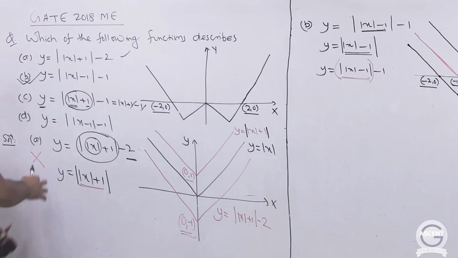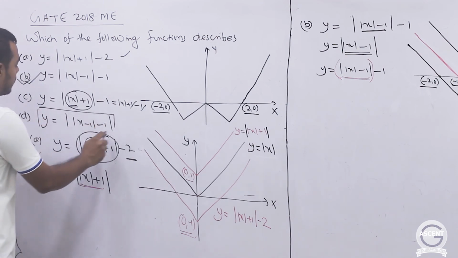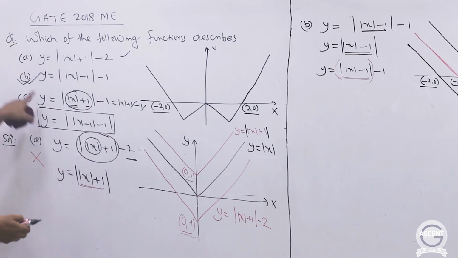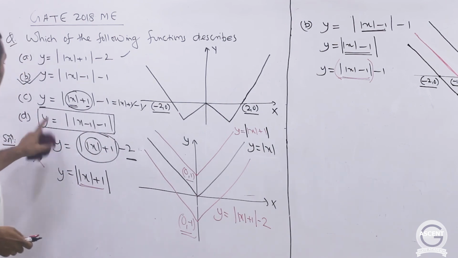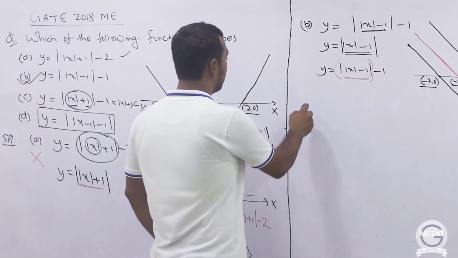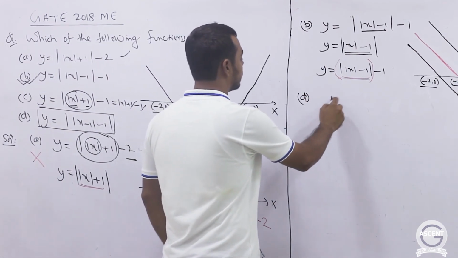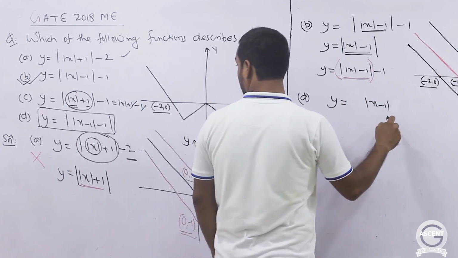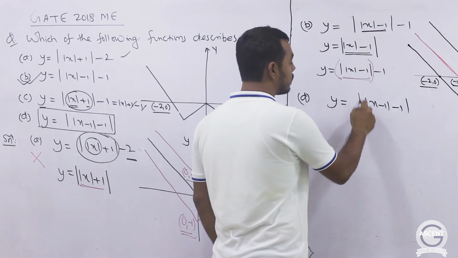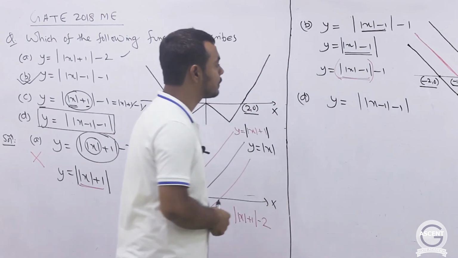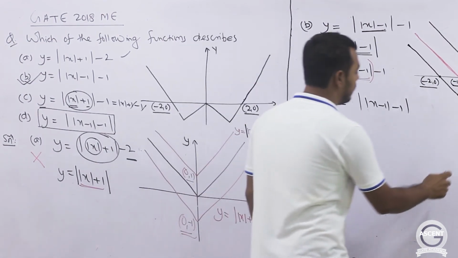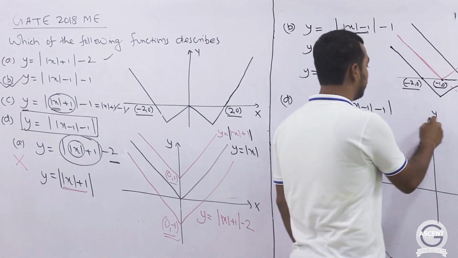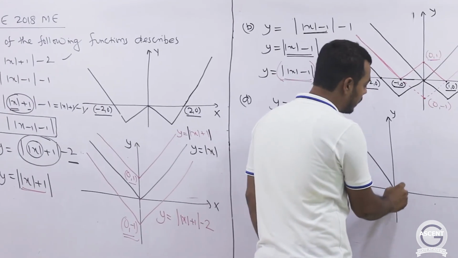We are going to see the graph of this function also. How to draw the graph of this function? We have obtained our answer, the correct answer is option B. But we are going to see what will be the nature of graph of this function. Y equals to mod x minus 1, modulus of this whole function. So now again we are going to start with the basics here. These are our coordinate axes. First we need to draw the graph of this function y equals to mod x.